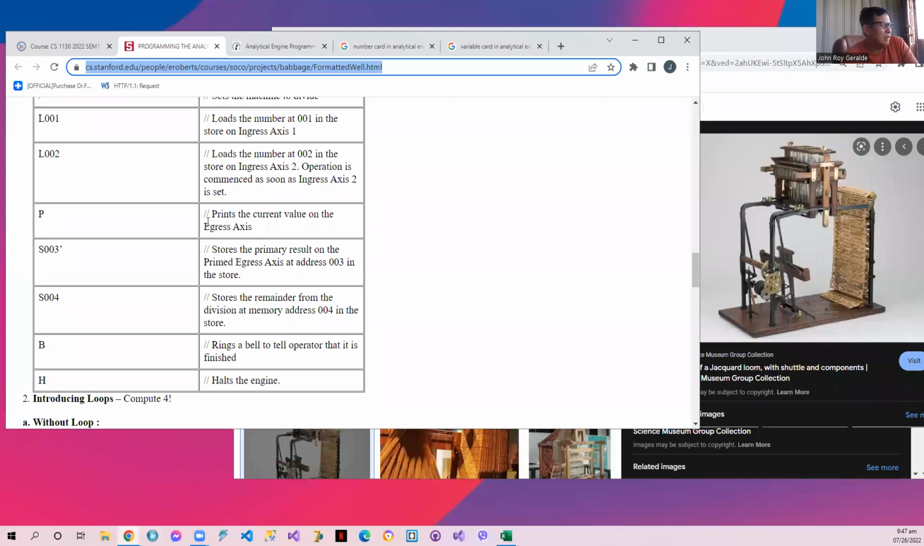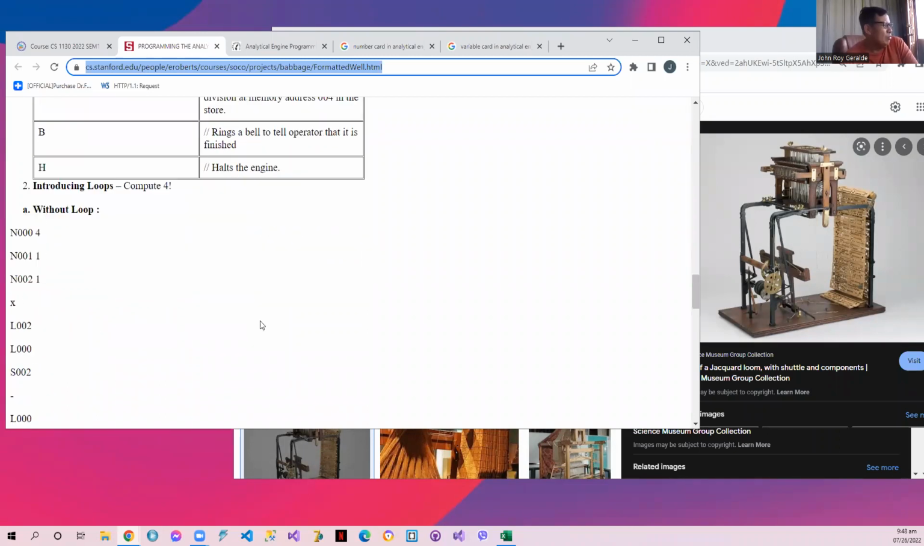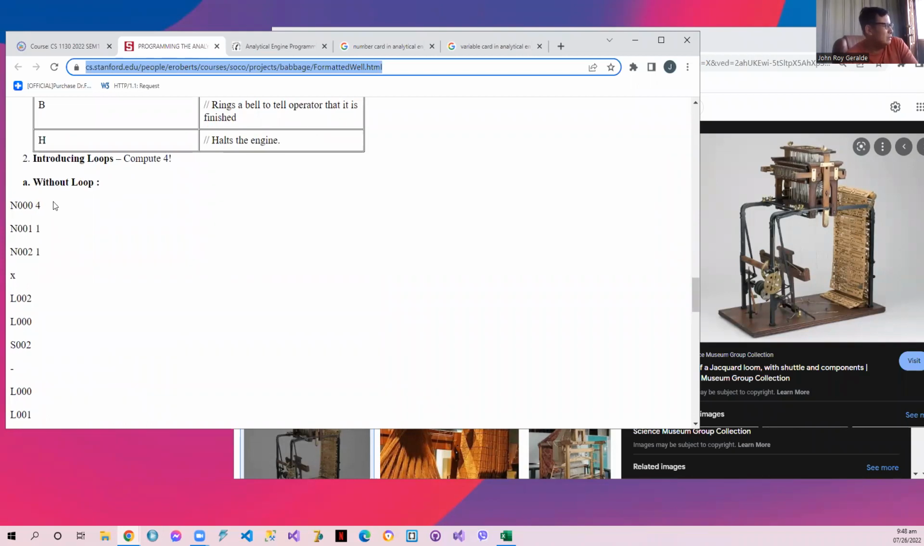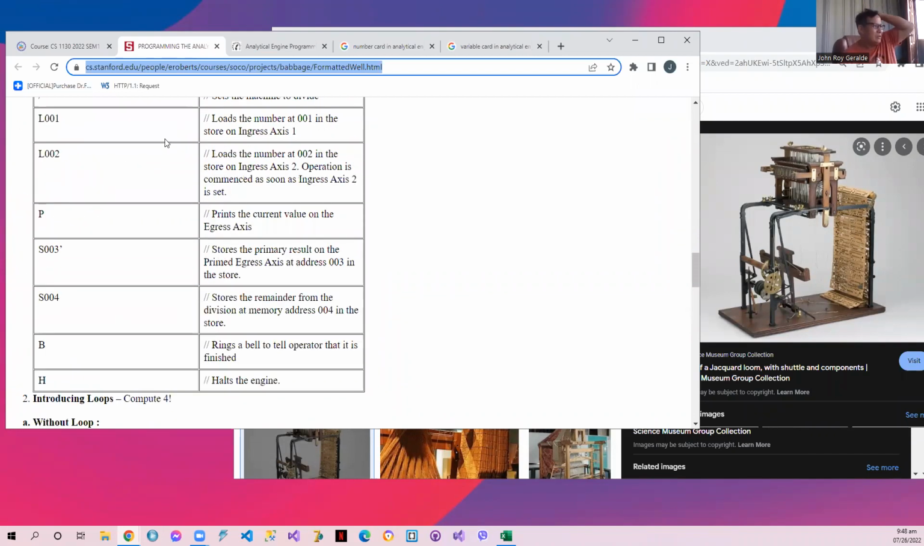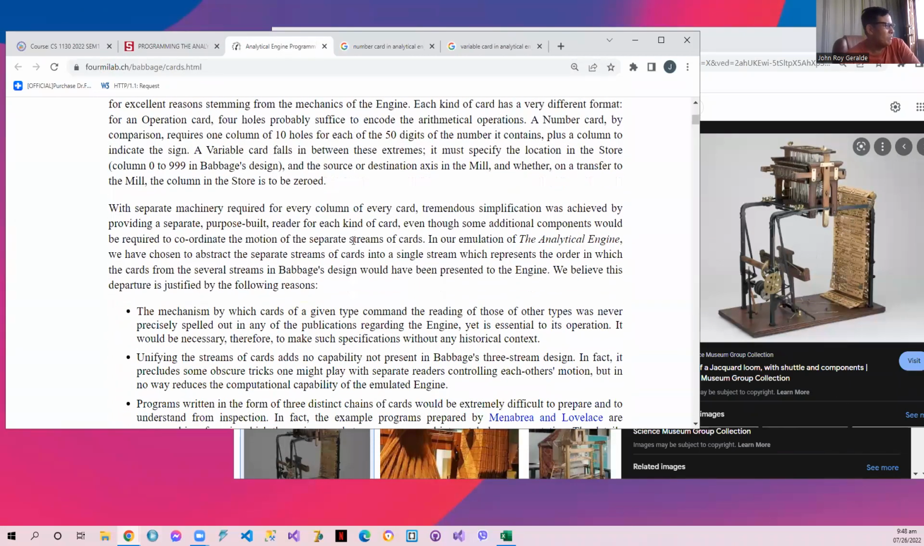And then there's print, punch the corresponding result to the next card. Okay, and then bell, ring the bell that it's finished. They call it the wake up bell because most probably it is used to wake up the sleeping operator. H holds the engine. Okay, we will have a fourth factorial demonstration, no, later. So this is how the programming operation was described, no. Okay.